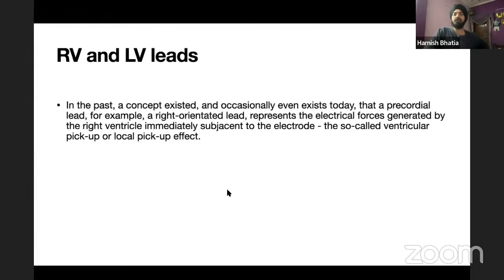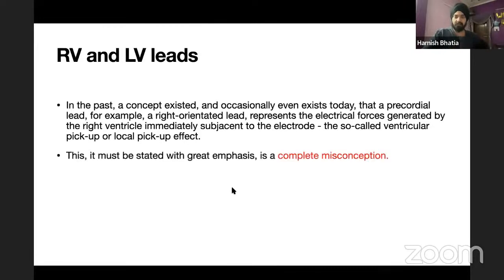Okay. Now, RV and LV leads. In the past, a concept existed, and occasionally even exists today, that a precordial lead, for example, a right-oriented lead like V1, represents the electrical forces generated by the right ventricle immediately subjacent to the electrode, the so-called ventricular pickup or local pickup effect. Previously, there used to be this concept that V1, V2 are right ventricular leads and V5, V6 are left ventricular leads. However, it must be stated with great emphasis that it is a complete misconception.